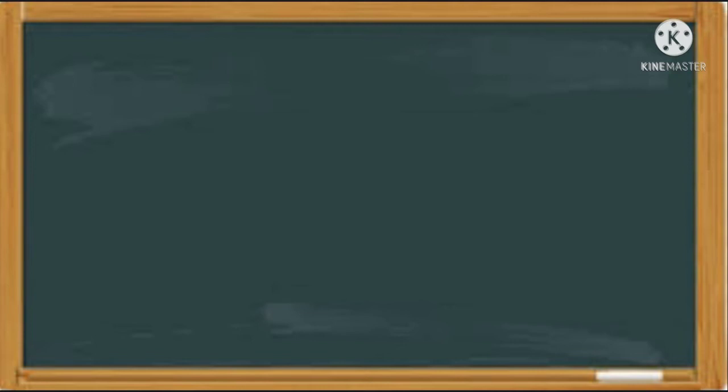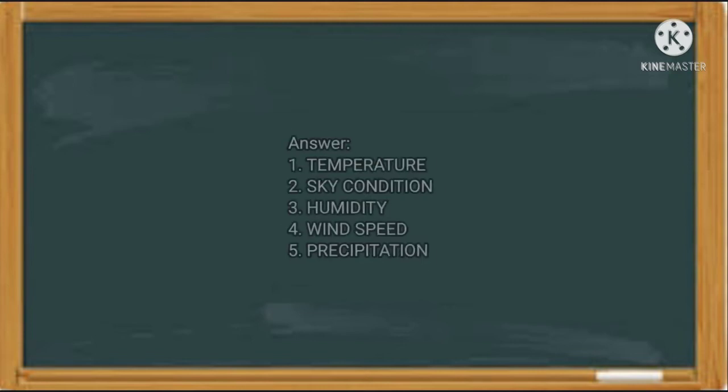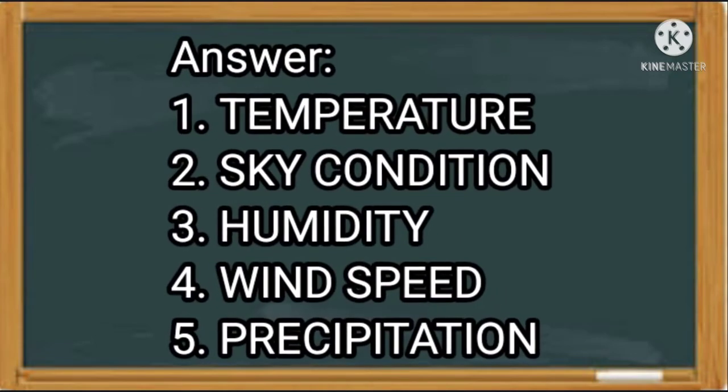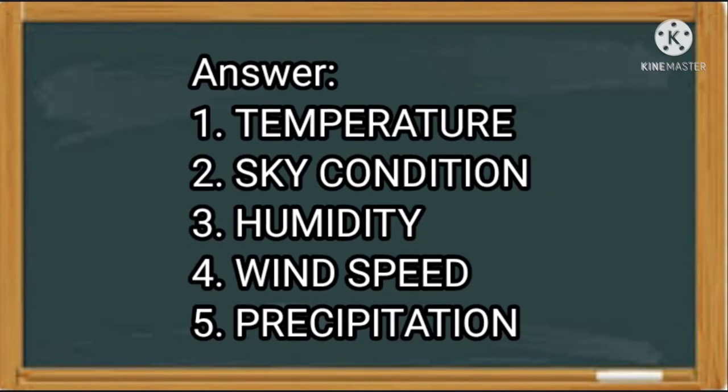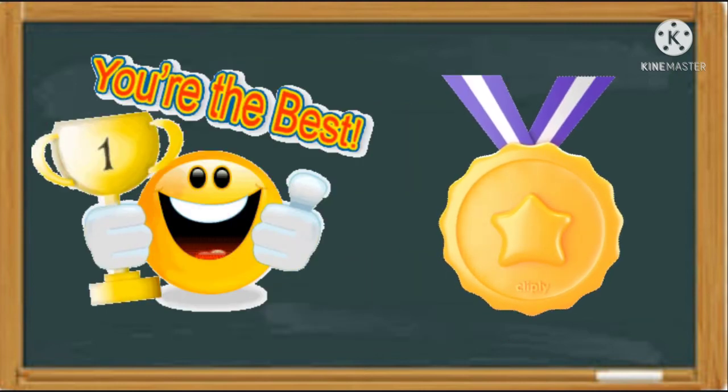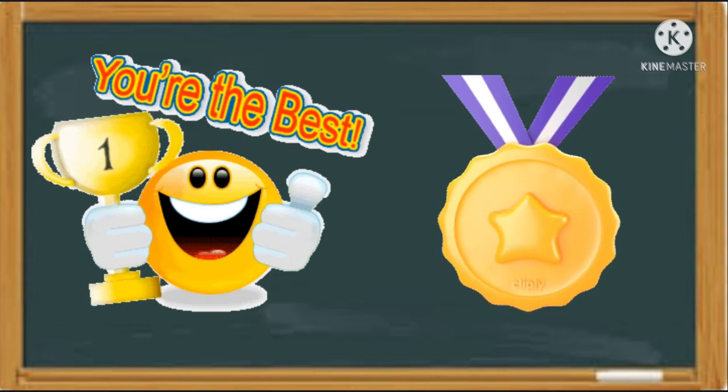Okay, time is up. Let's check your answer. Now here are the answers. For number 1, the answer is temperature. Number 2, sky condition. Number 3, humidity. Number 4, wind speed. And number 5, precipitation. Did you get them all correctly, class? So smart answers, young scientists. Congratulations! I'm happy for you.